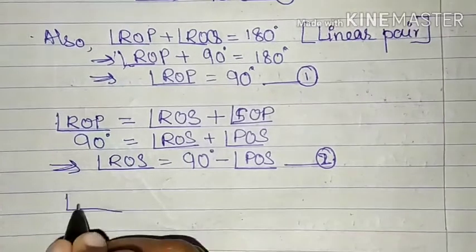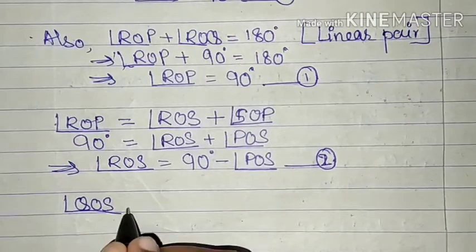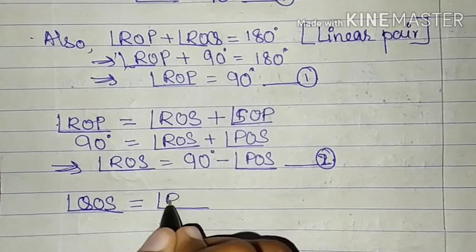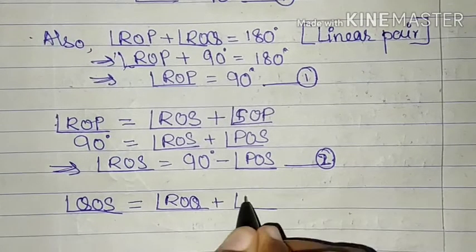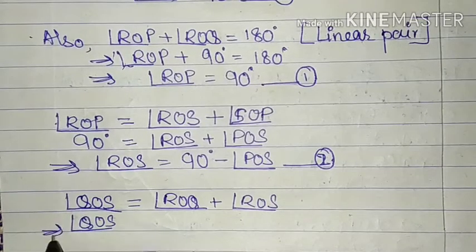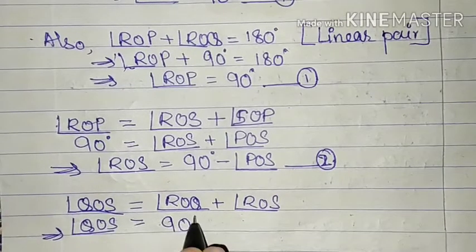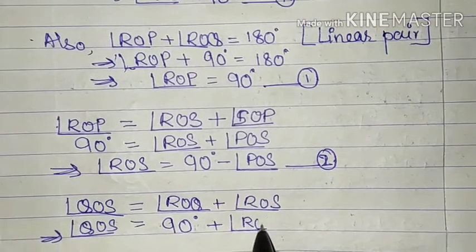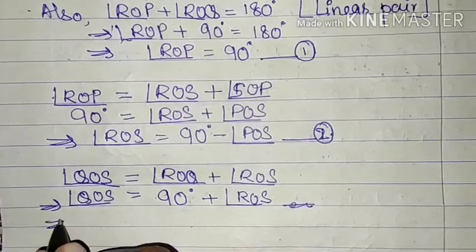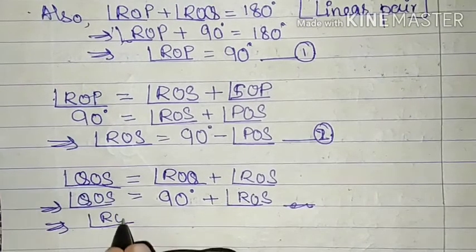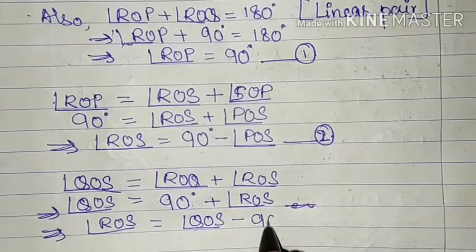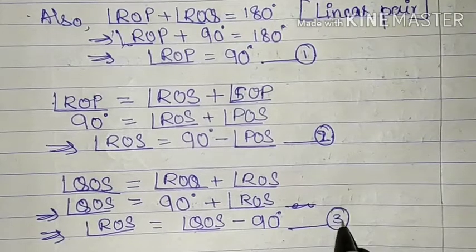Similarly, angle QOS is also made of two angles. So we can write angle QOS is equal to angle ROQ plus angle ROS. We know that angle ROQ is 90 degrees. So angle QOS is equal to 90 degrees plus angle ROS. On rearranging we get angle ROS is equal to angle QOS minus 90 degrees. This is our equation 3.